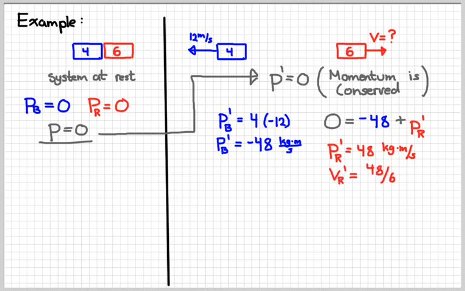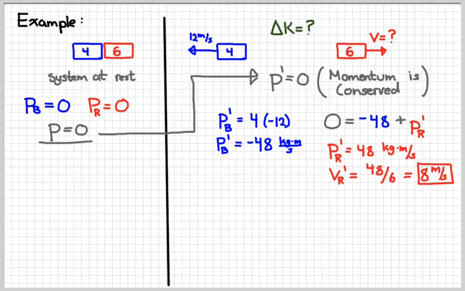By solving the momentum equation for velocity, momentum over mass would tell me the velocity, then I can figure out what the velocity of the red object is. So it's moving at 8 meters per second to the right. Since we got a positive answer, that confirms our guess that it was going to the right.